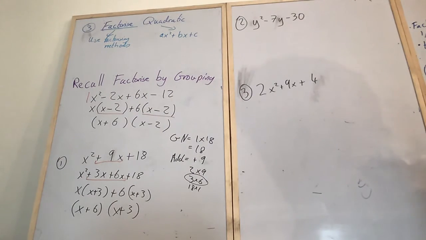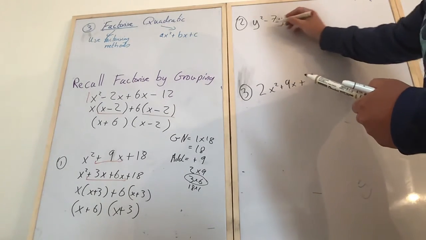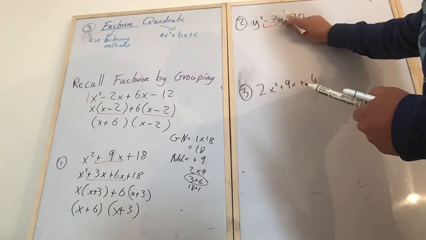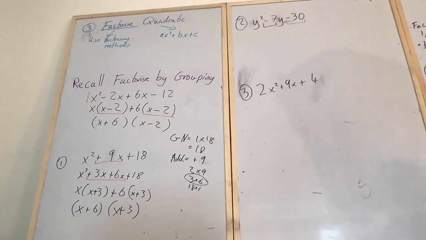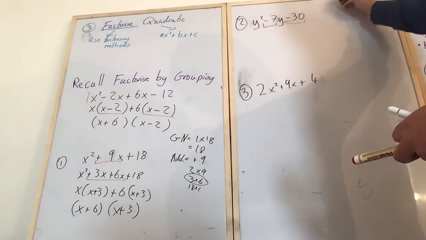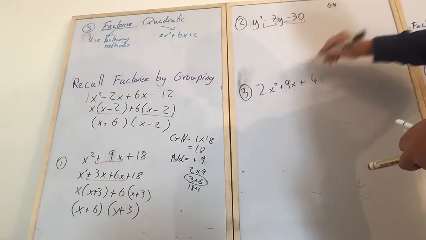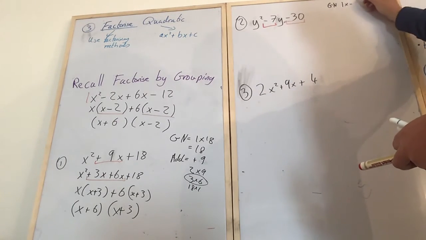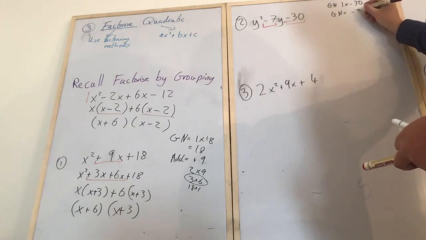Main thing that you will see is that we have negative signs. We've got a negative 30, a negative 7. How will that change things? Change things quite a bit. So first things first, we're going to look at our guide number. Our guide number is what's in front of the y squared, which is 1 multiplied by minus 30. So your guide number has to be minus 30.